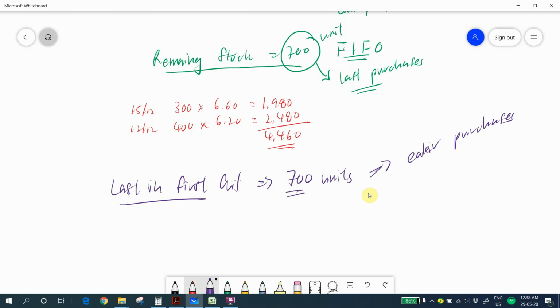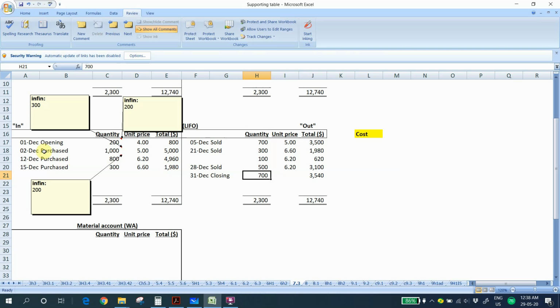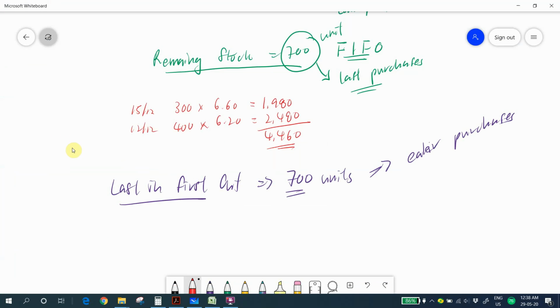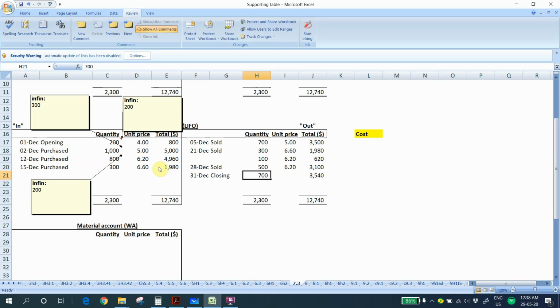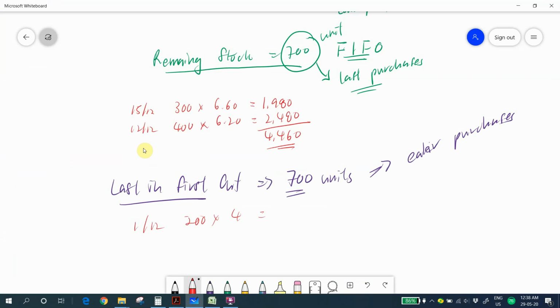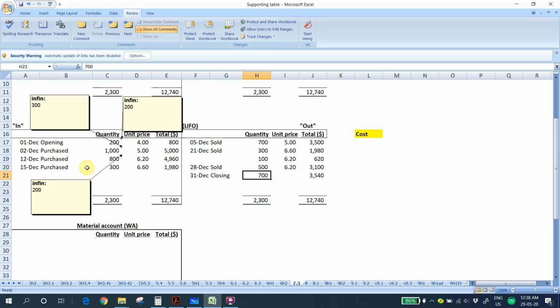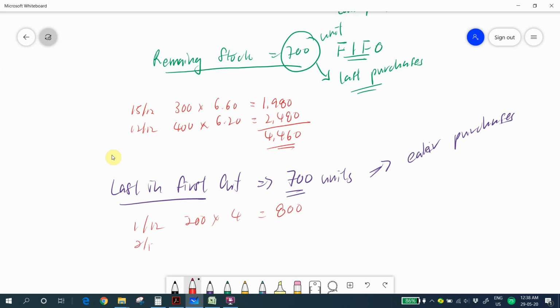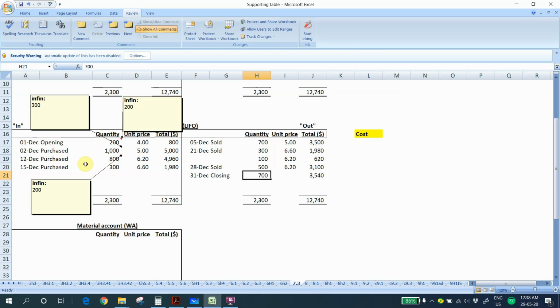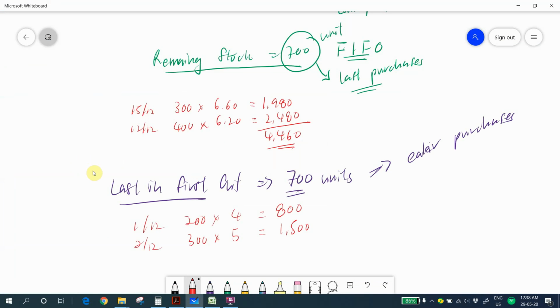So let's take a look. For the 1st December unit, we have 200. The cost is 4 each, so we get 800. And for the second batch, we have a remaining of 300. The cost is $5 each, so we get 1,500. And the remaining 200 is from the third batch of the product, which is on 12. The price is 6.2 each.